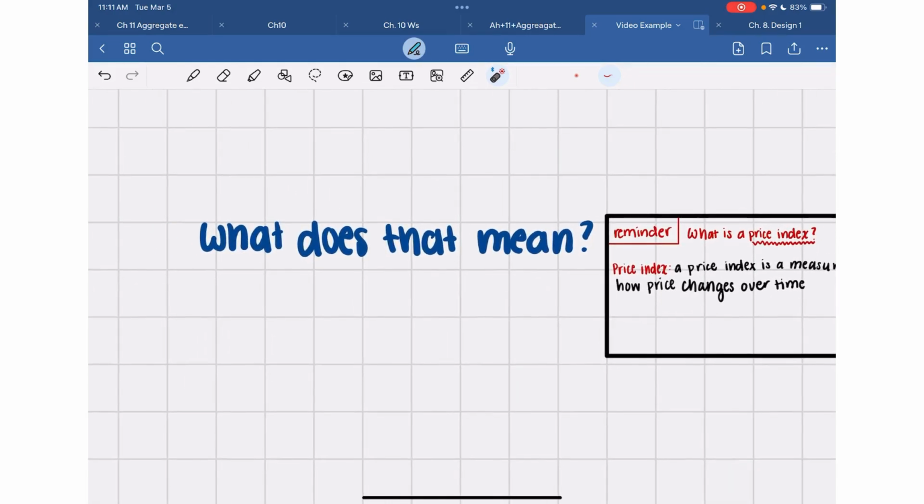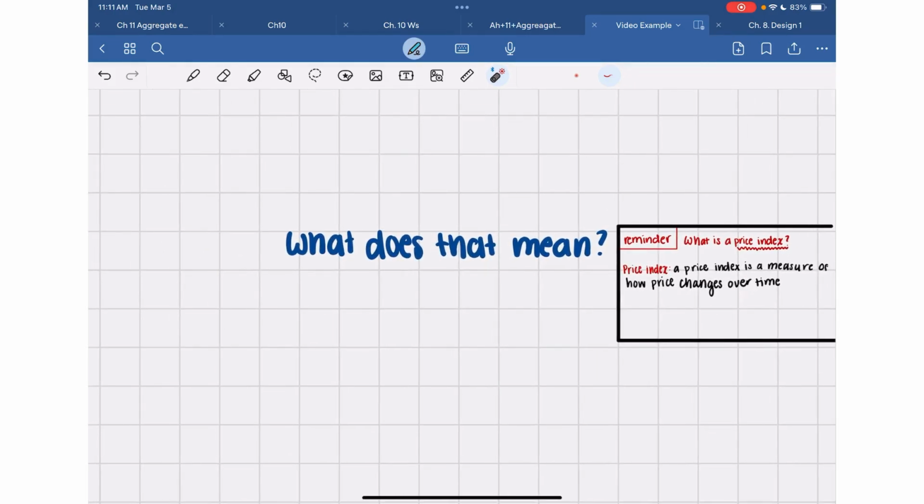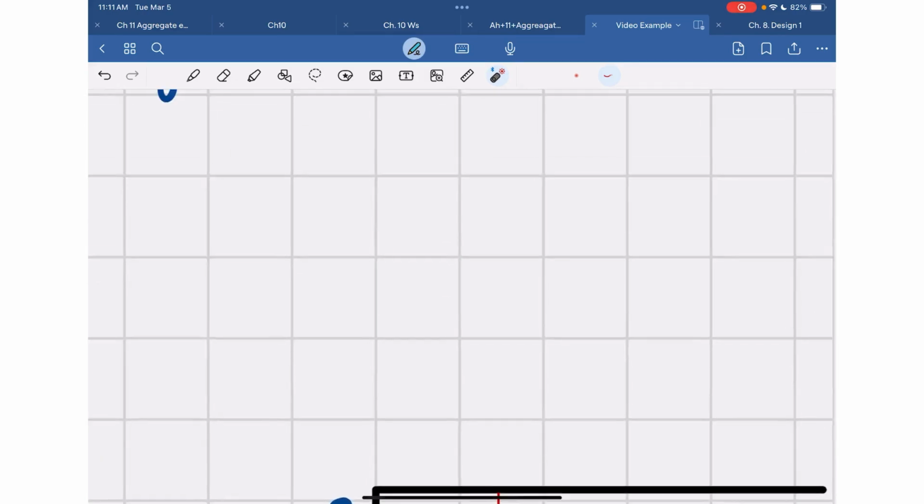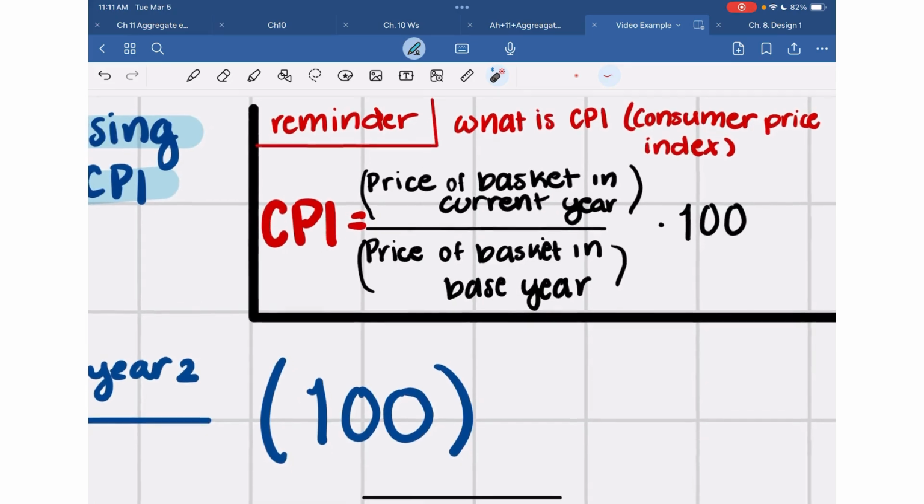In order to really get a good grasp of what you're looking at when you're measuring inflation rate, we have to first remember what a price index is. A price index is a measure of how price changes over time. Now let's look back at CPI and see how it's doing that.